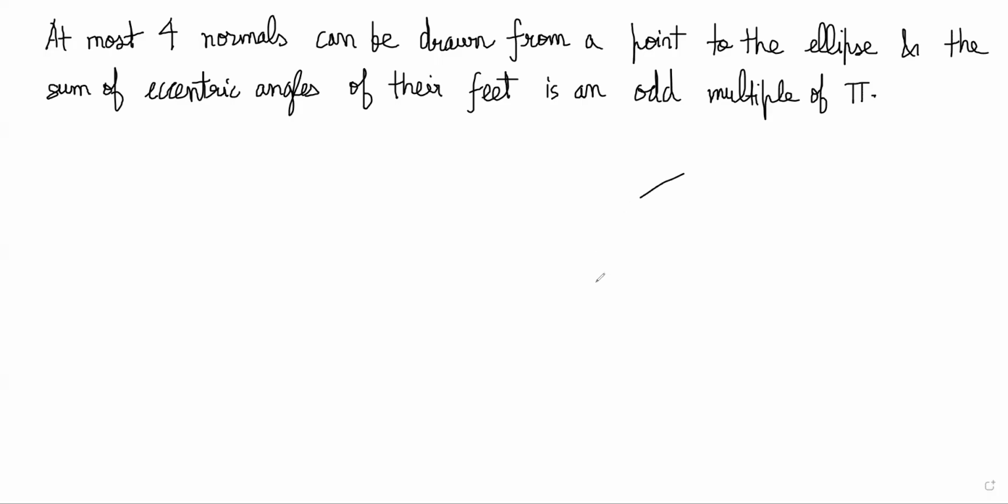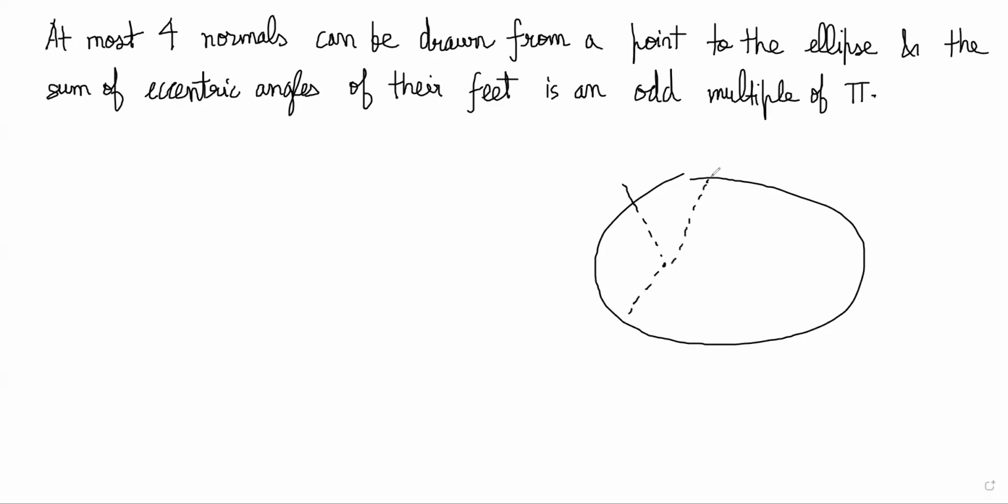This says that in any ellipse from a particular point, you can draw four normals to the ellipse. And what you will get is that the sum of the eccentric angles theta 1, theta 2, theta 3, theta 4, the sum of these angles is an odd multiple of pi. Basically, it is normal here, normal here, normal here, and normal here. And this is a point P. So from any point P, you can draw four normals. That's the theorem, right? So let's think of how we would get this.